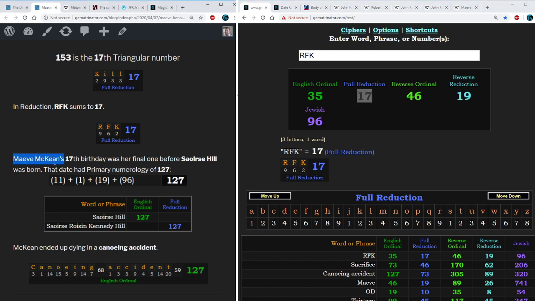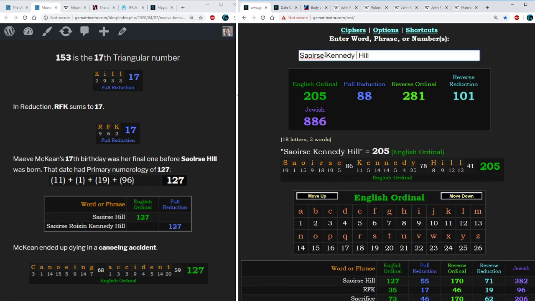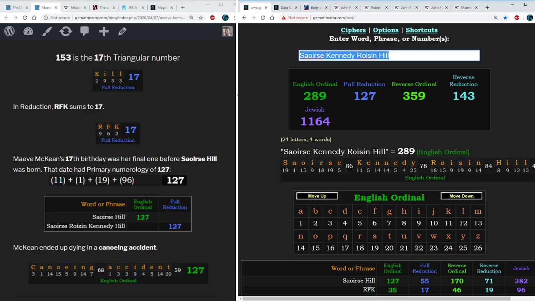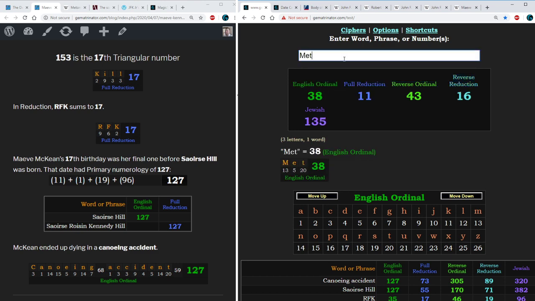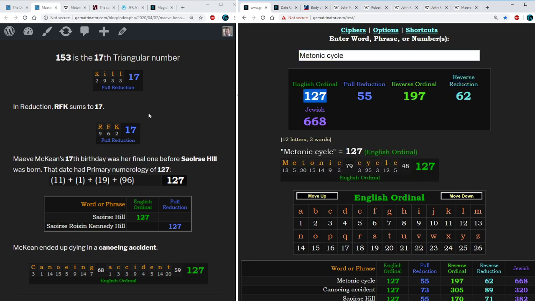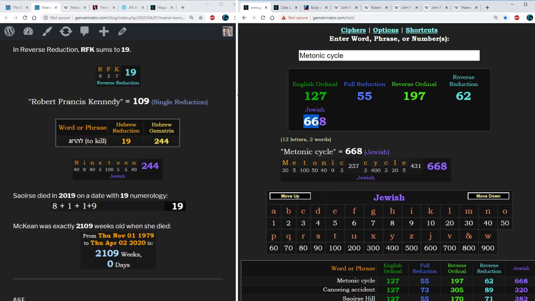Now, Maeve McKean's final birthday before her cousin Saoirse Hill was born was her 17th. Notice how that date had numerology of 127. And then a few months later, Saoirse Hill was born, 127. Saoirse Kennedy Roisenhill, 127. And now Maeve McKean is dead in a canoeing accident, which equals 127. Remember this number tying into the Metonic cycle code. Their grandfather dead on 66 and 68.